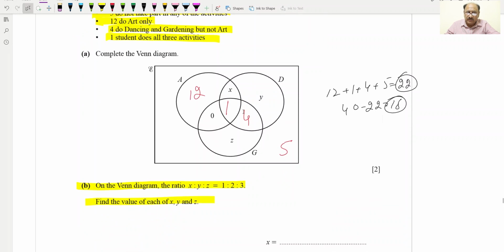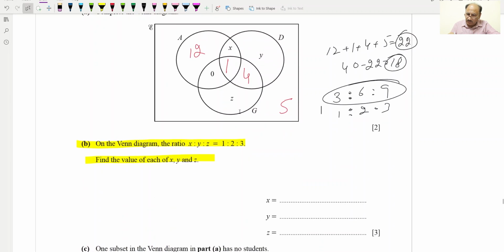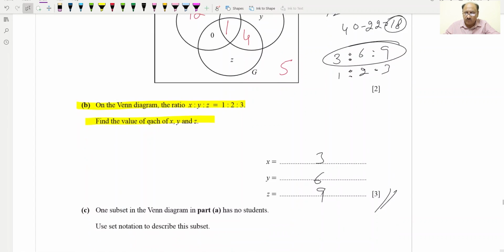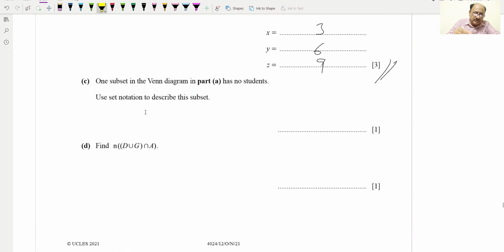So 18 is divided into 1 ratio 2 ratio 3, so we can write 3 ratio 6 ratio 9. So this is like the simplified ratio 1, 2, 3. So our answer will be 3, 6, 9. So we can write here 3, 6 and 9, and this was a 3-mark question. Hopefully you understood this.